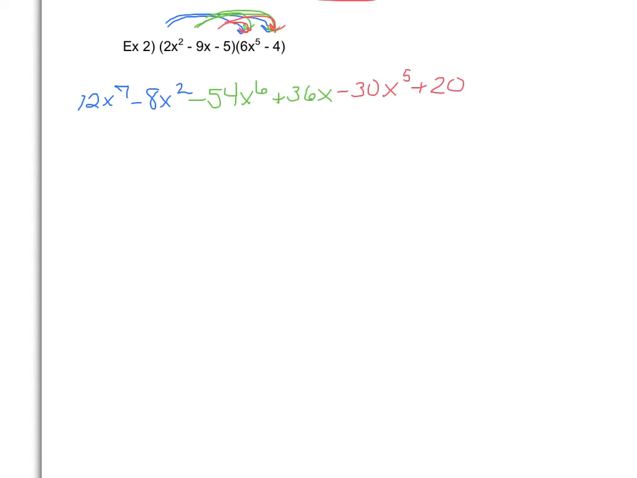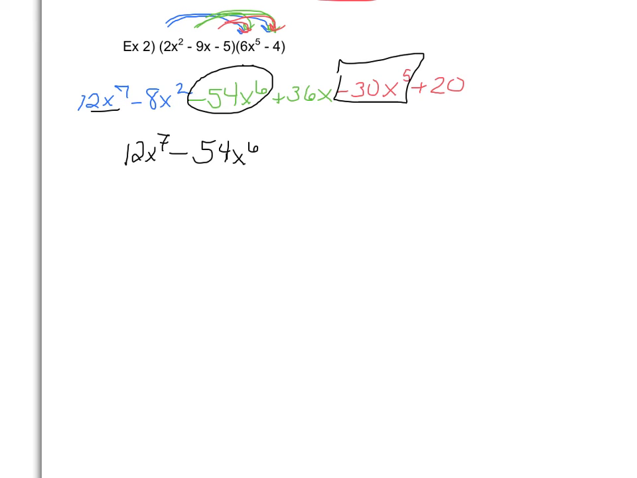And now I'm ready to combine like terms. So combining my like terms, I don't have any other x to the 7th terms, so I'm just going to drop that 12x to the 7th down. I'm going to try to go in order, so then I don't have to rewrite it. So I'm going to take my negative 54x to the 6th. I do not have any like terms with that, so it just drops down. I also see I have an x to the 5th, but again, no like terms, so it just drops down.